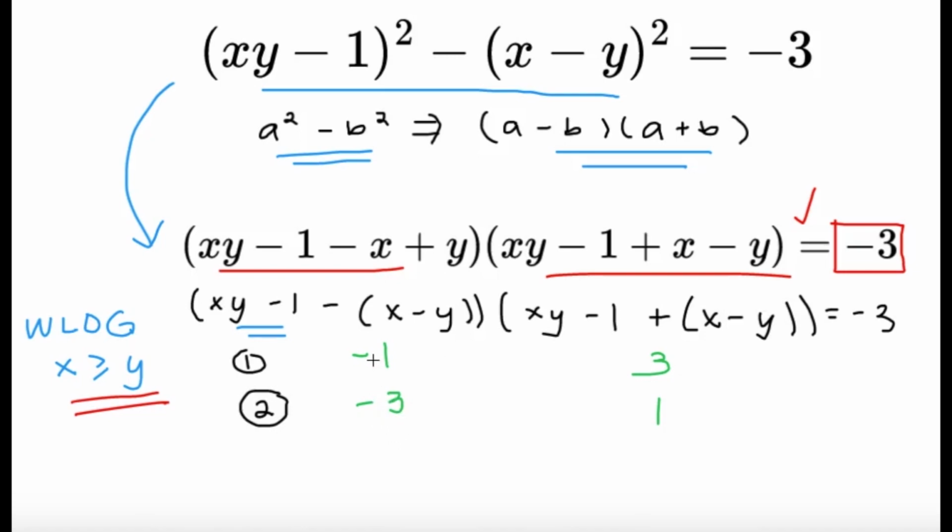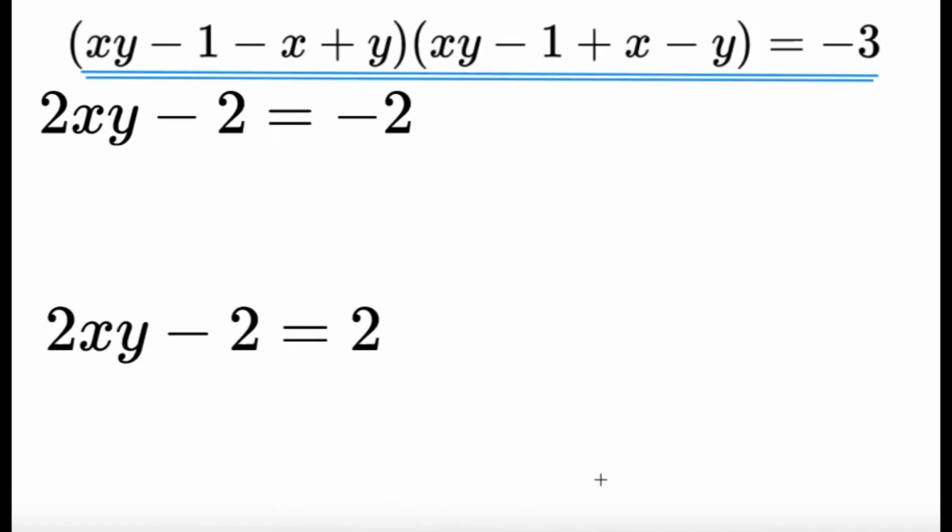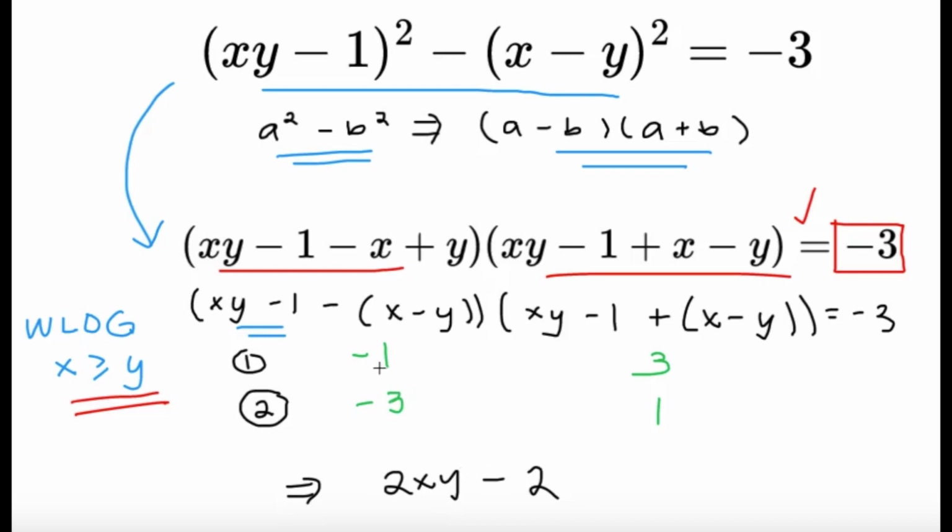Now, instead of just letting each of these expressions equal its respective factor, we can try to be creative about this and take note that if I take the sum of the two factors, this one and this one, I'll be getting simply 2xy minus 2. The x minus y and the x minus y here cancel, so I'll get 2xy minus 2. So case 1, it's just 2xy minus 2 equals 2, because negative 1 plus 3 equals 2. And for the second case, negative 3 plus 1 equals negative 2.